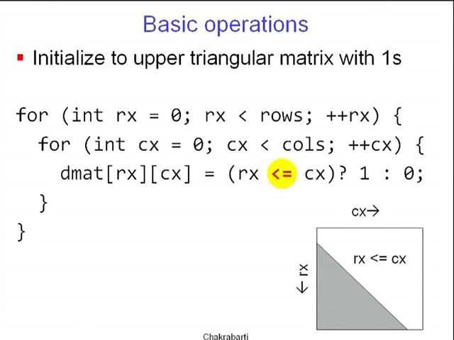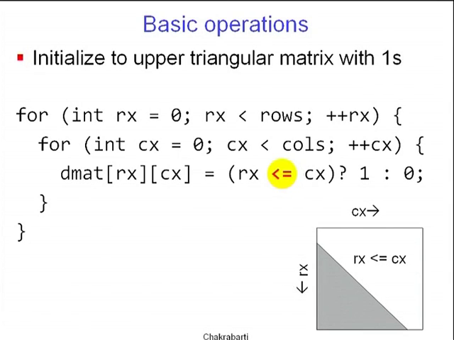How do I initialize an upper triangular matrix with 1s? So my matrix is a square matrix, rows is equal to columns. Now again I set up the outer row loop, I set up an inner column loop, and inside I have to now check if rx is less than or equal to cx. Okay? So remember the diagonal and things above the diagonal have to be 1s, things strictly below the diagonal have to be 0s. This is rx, that is cx. In this part, cx is larger than rx. On the diagonal, cx is equal to rx. Okay? So the initializer will look like rx less than or equal to cx, then 1, otherwise 0. Fine? So that's how you initialize an upper triangular matrix with 1s.